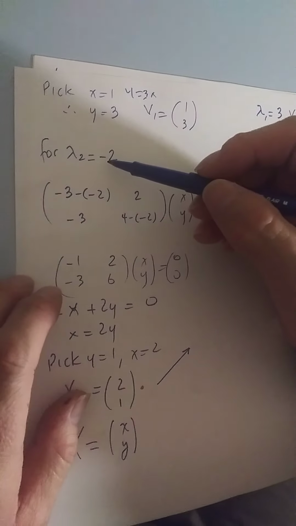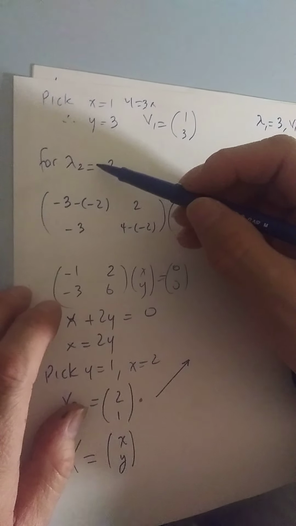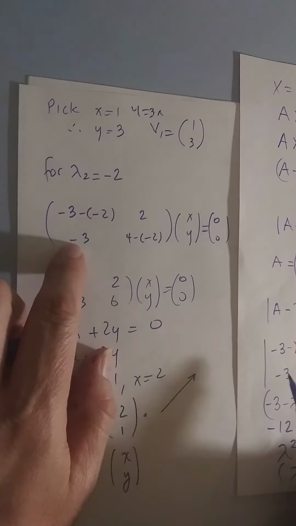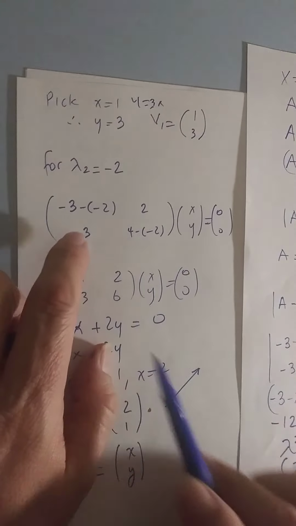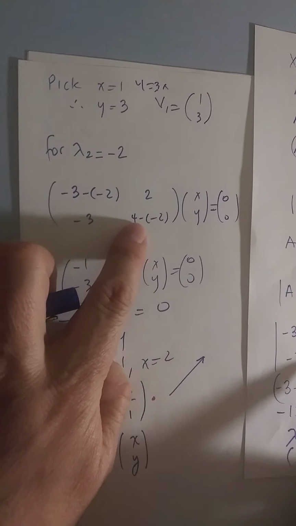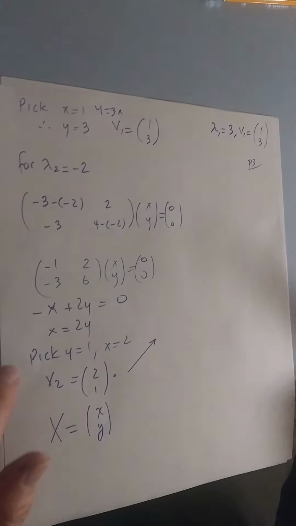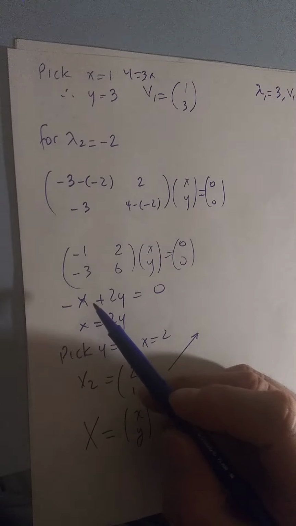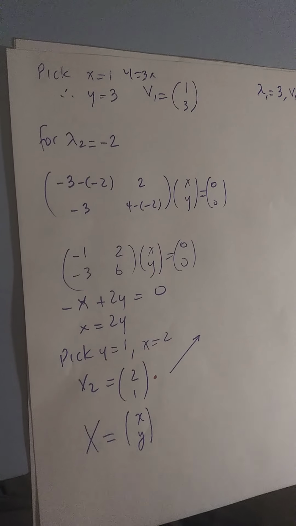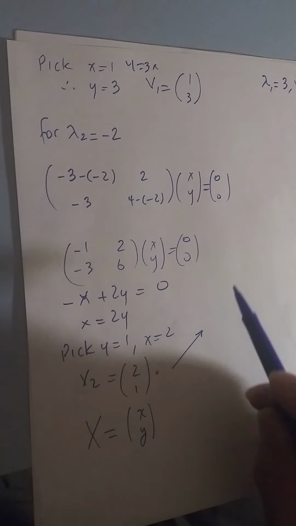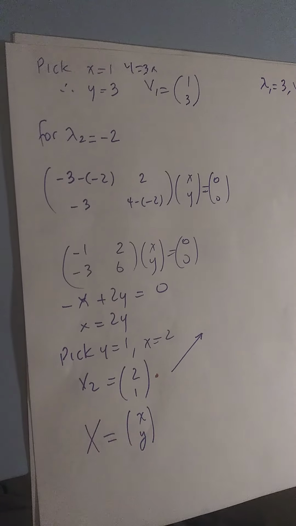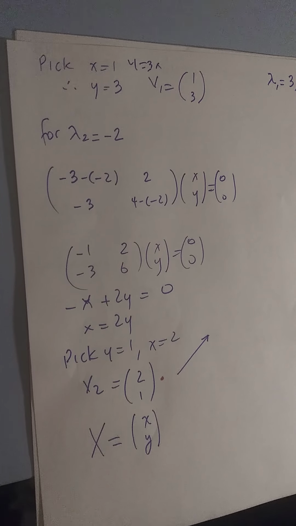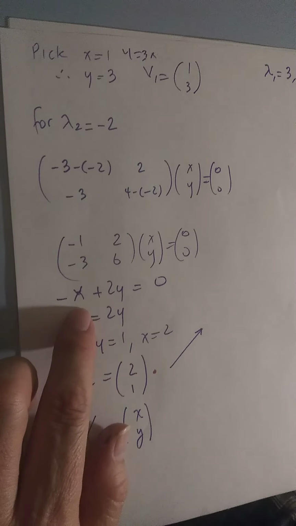Let's do the same thing with the second eigenvalue, lambda 2 equals minus 2. Put it back in this equation: minus 3 minus lambda, which is minus 3 minus 2, 2, minus 3, 4 minus lambda, which is 4 minus negative 2, times xy equals 0. Simplify this. This will be minus 1, 2, minus 3, 6, xy equals 0. First equation is minus x plus 2y equals 0. The second equation we don't need. It's minus 3x plus 6y equals 0. We only need one of these equations. If you have a 3 by 3 system, you can reject one of those three equations and use two of them. So when you solve this, you end up with x equals 2y.